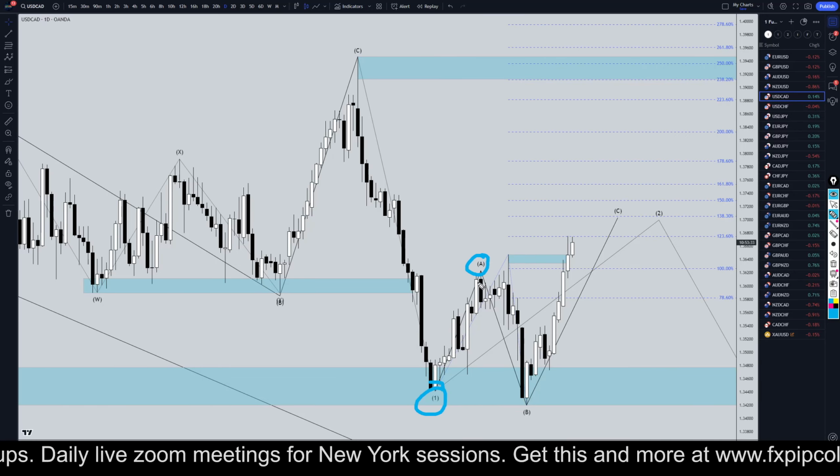I think this is a 1, 2, 3, and I think it's going to probably make a 4 and a 5 of wave C. I think it's going to go up to one of these higher Fibonacci extension levels like the 138, 123, then break structure to the downside and likely continue the downtrend, probably ending a wave 2 and making a wave 3.